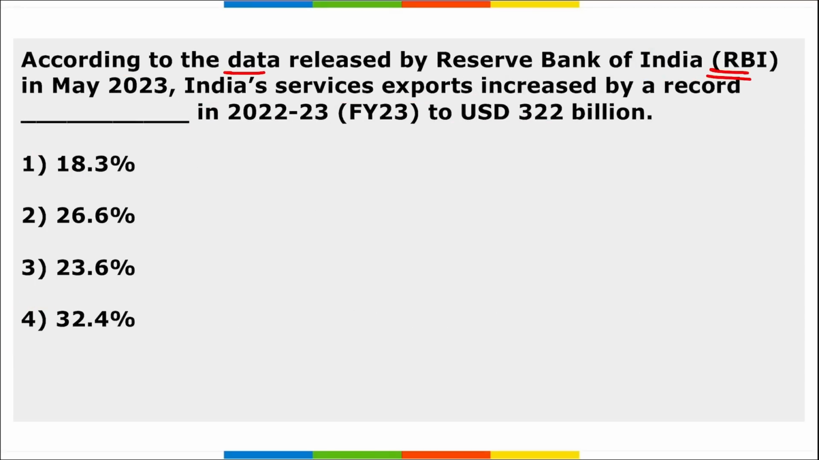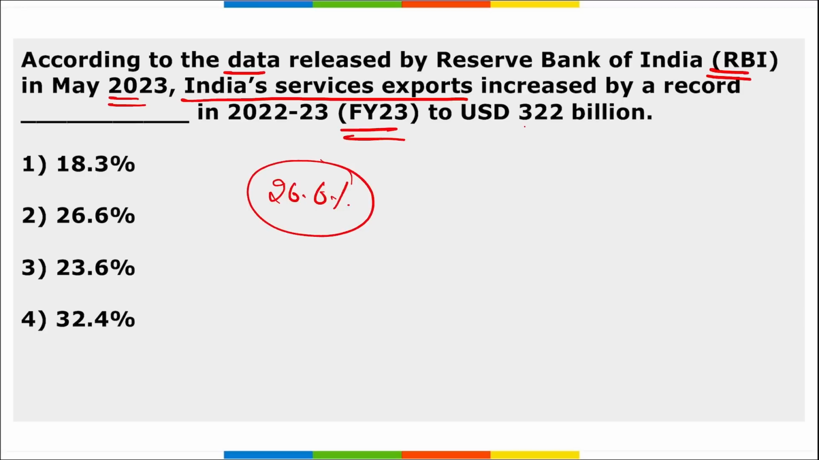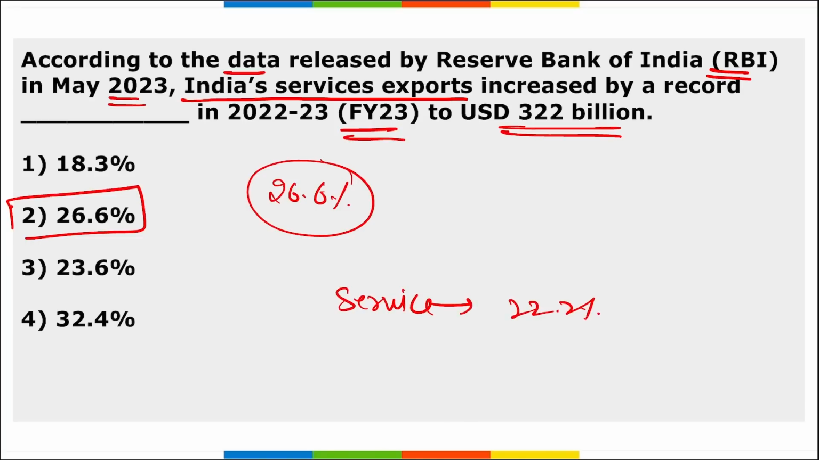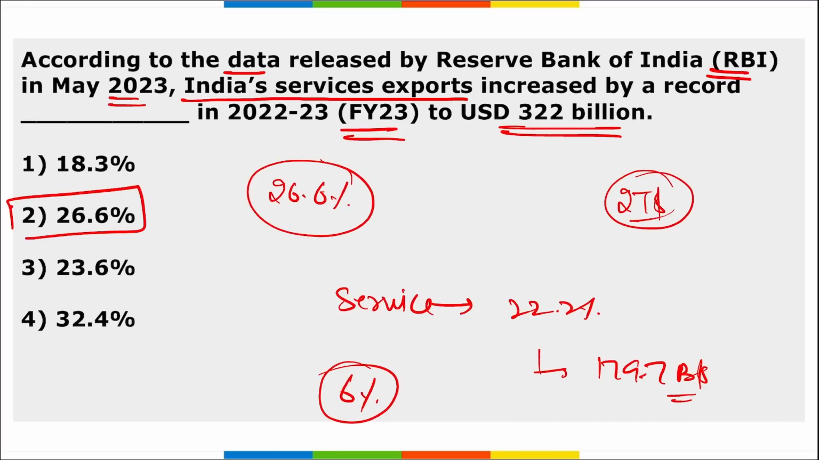According to data released by RBI in May 2023, India's service exports increased by a record 26.6% in fiscal year 23 to $322 billion. So the correct option is option 2. Under this, if we talk about the service sector, the service imports grew by 22.2%, and here the data is $179.7 billion. Correct? Here merchandise exports rose by only 6%. Also remember, the Union government has set a goal of $2 trillion in combined goods and services to be exported by the year 2030.